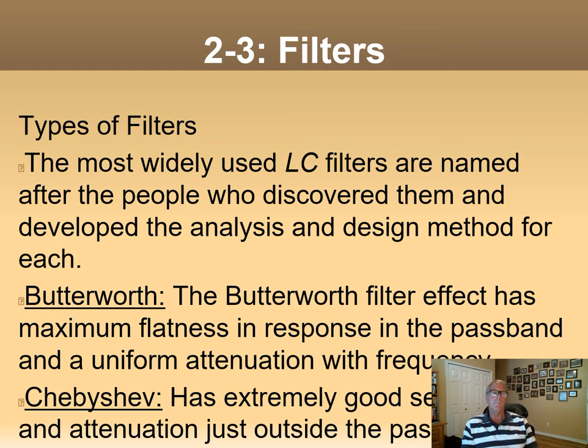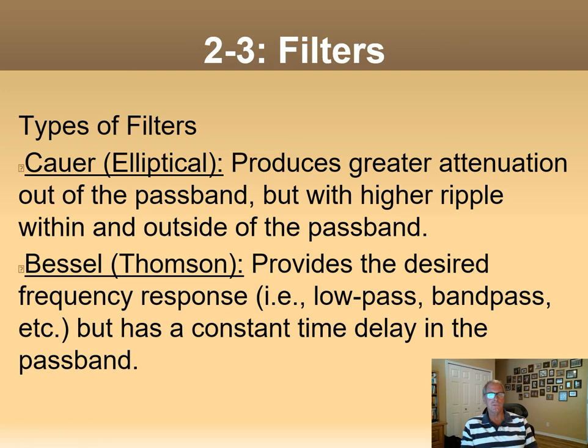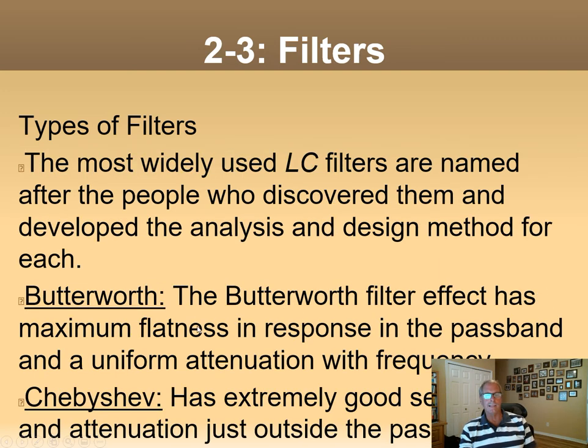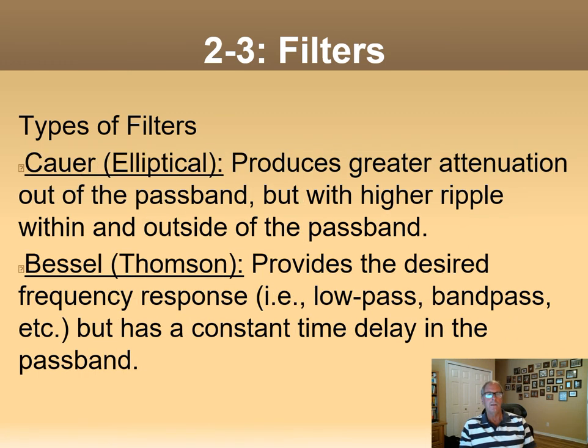So most of the time we develop these Butterworth and Chebyshev filters. These are named after people who design these particular filter topologies. There's a Cauer and a Bessel. So the Butterworth filter is maximally flat in the pass band. I'll show you a diagram of this in a minute, but it's maximally flat. Uniform attenuation with frequency. Chebyshev's a little bit more aggressive, okay, but it's really ripply in the pass band.